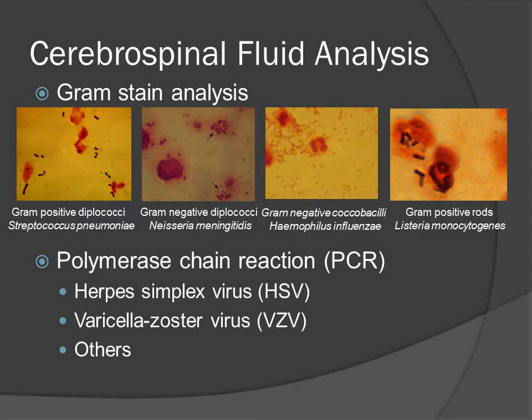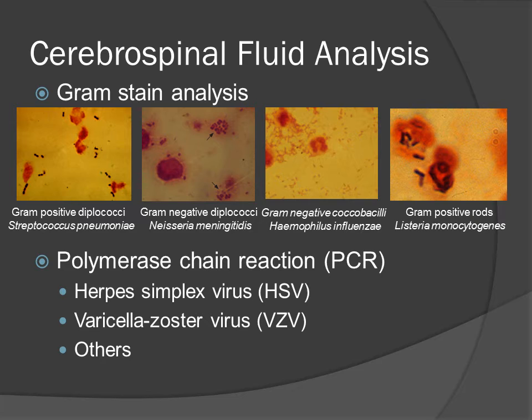So how do we analyze cerebrospinal fluid? One of the ways is to do a gram stain analysis. It's pretty old school, and they take a look at the morphology of the organisms. We've got 4 different common meningitis organisms.